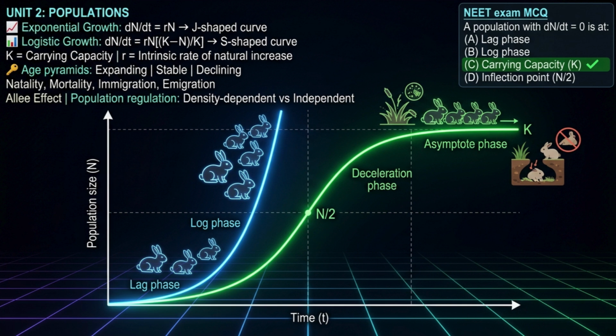Logistic growth is the realistic model. As population approaches the carrying capacity, K, growth slows. The equation is dN over dt equals rN times (K minus N) divided by K, the S-shaped curve. The point of maximum growth rate is at N equals K divided by 2. In NEET 2024, a direct MCQ appeared on this formula. Age pyramids tell you the future of a population. A broad base means expanding, a narrow base means declining. Simple to read, but frequently tested.